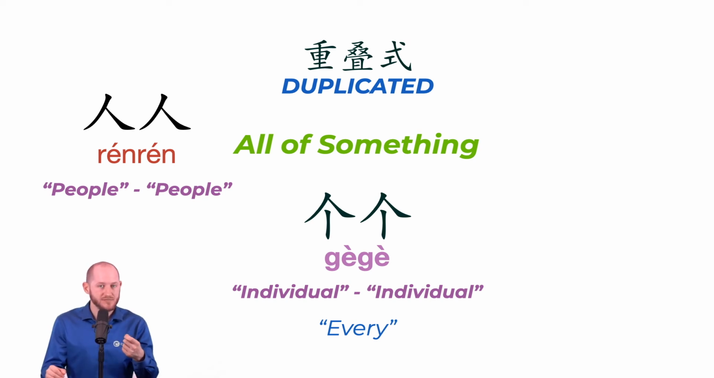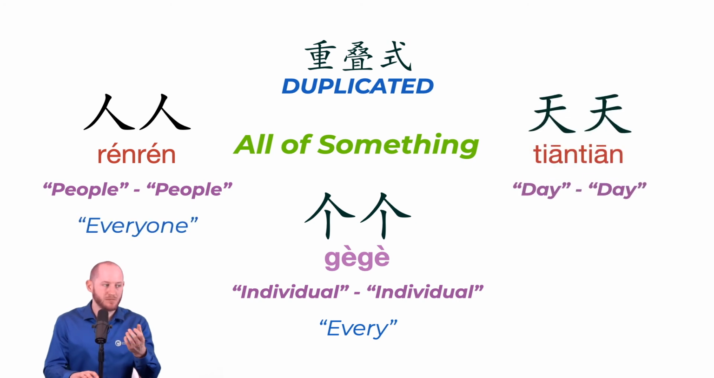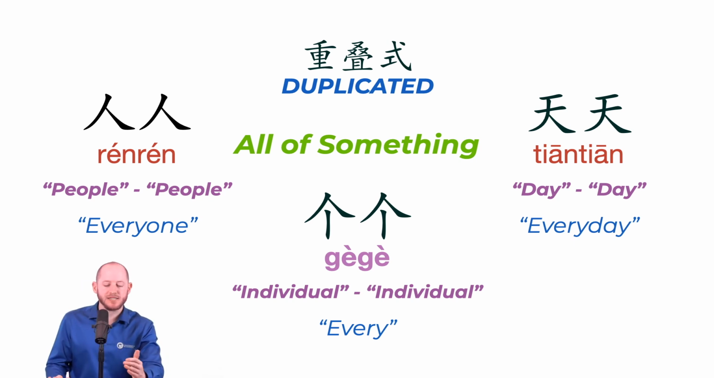人人, everyone, right? So person, everyone. 天天, day, every day, right? So the simple understanding there. All of these you'd probably say 每个 or 每个人 or 每天. That would be fine, but you can do this also.